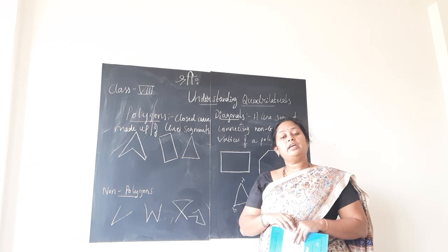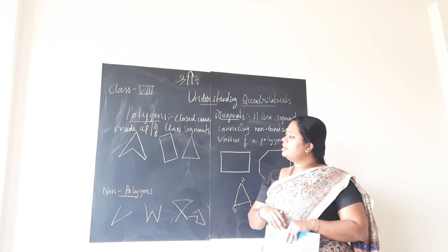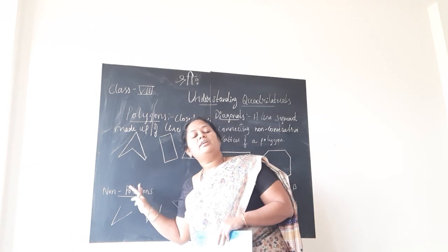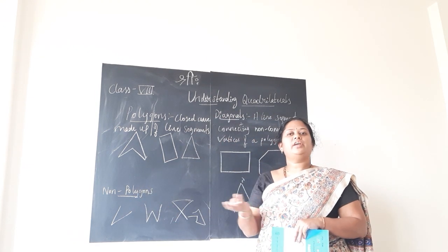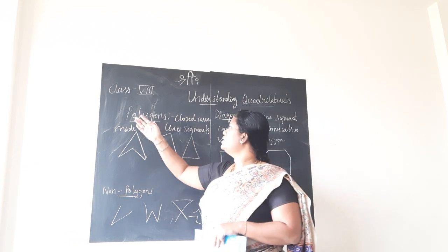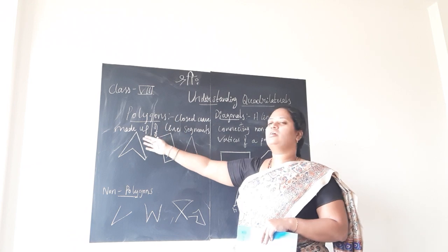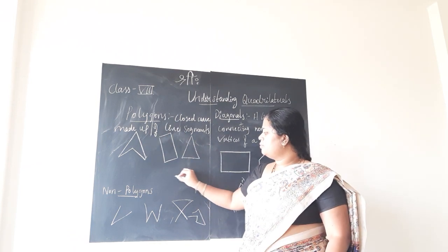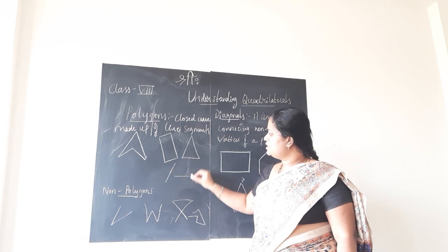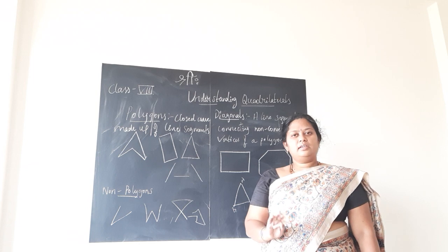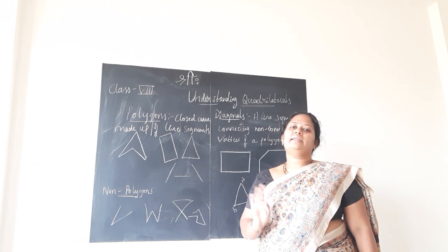So before actually understanding what is a quadrilateral, in here you have a small introduction about the polygons and its types. We will just recall the things which you have studied in your lower classes. So what is a polygon? It is a closed curve which is made up of line segments. You know what is a line segment? This is a line segment, this is a line segment, this is a line segment. And a straight line, in geometry, is called a line segment.